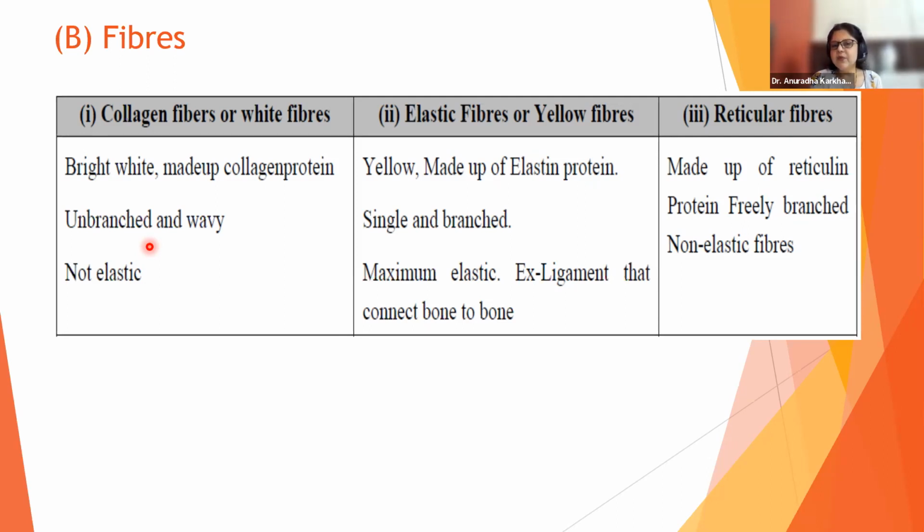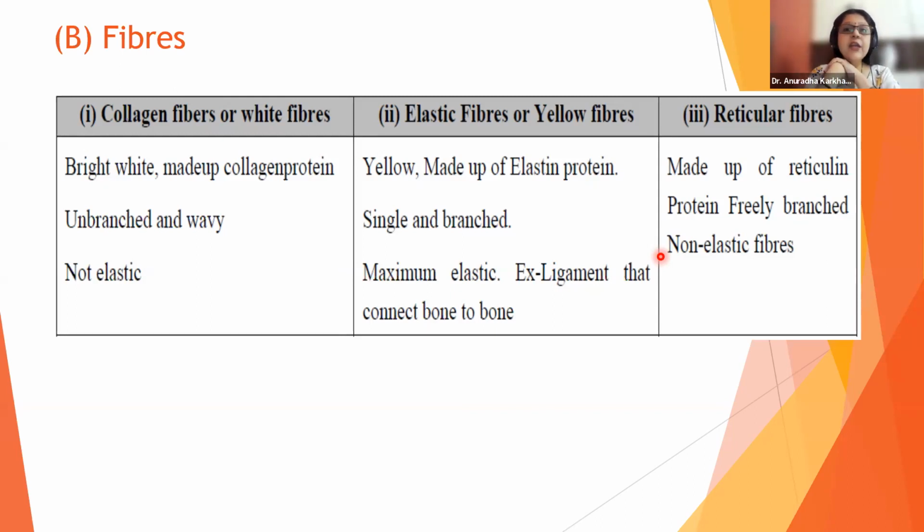Maximum elasticity is provided due to the presence of these elastin fibers. Example, ligament, which connects bone to bone. We have done the locomotion chapter and you know BLV. BLV, you know, right? Bone, ligament, bone. I have told you. Yes, Kinjal, you're right, beta. Okay, so the ligament, which connects bone to bone, is highly elastic. It is because of the elastic fibers present in them. That is your yellow fibers.